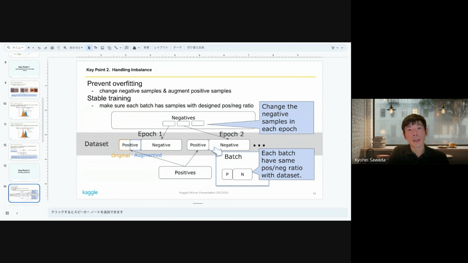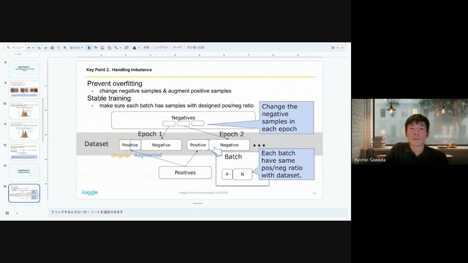So I'm going to explain the sampling strategy I used to address the class imbalance. Since there were more negative samples, I applied downsampling and made sure to change the negative samples in each epoch. In this approach, I expected to prevent overfitting by exposing the model to a variety of negative samples.